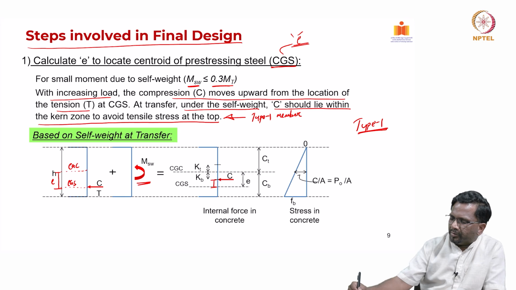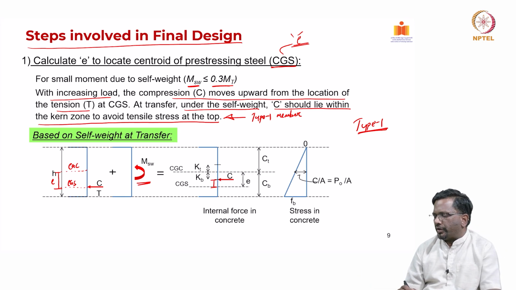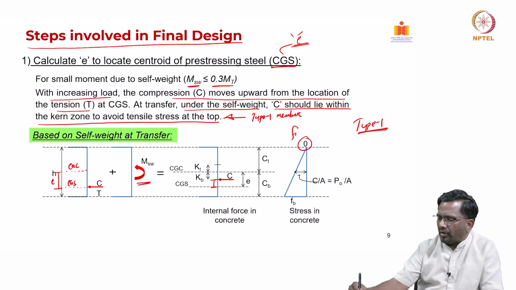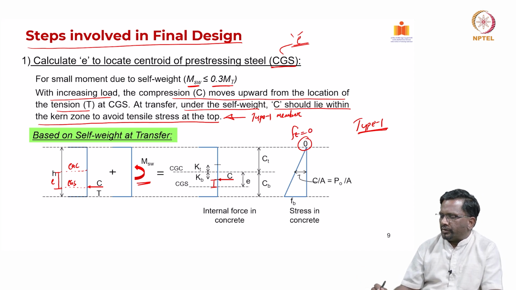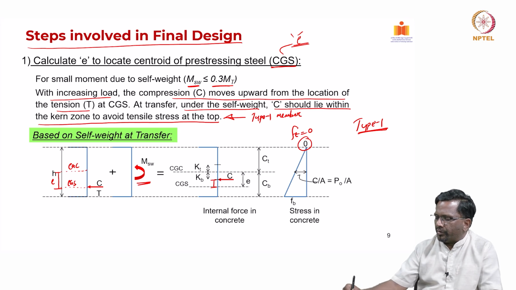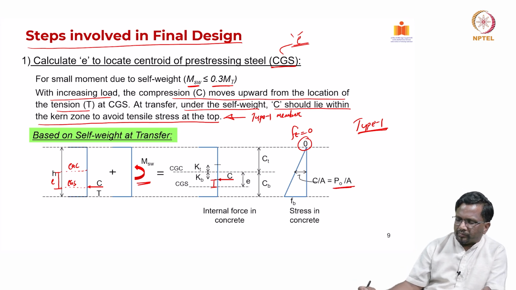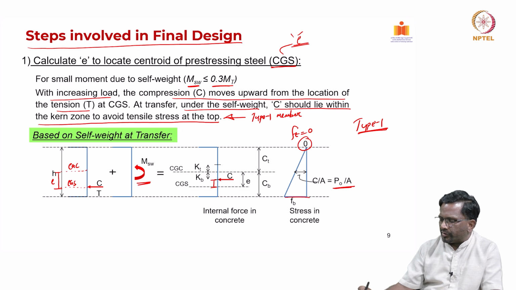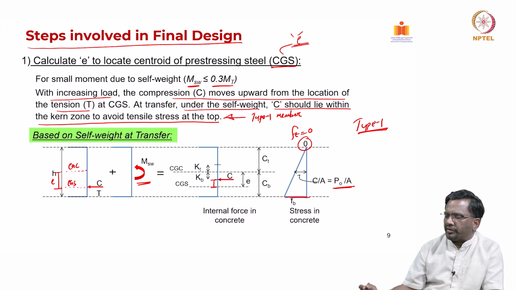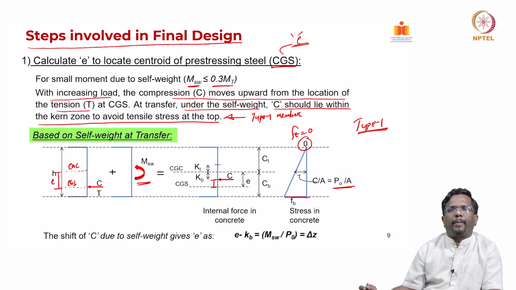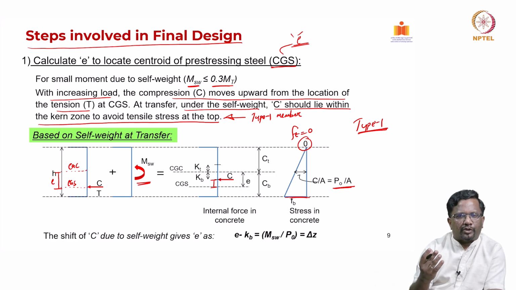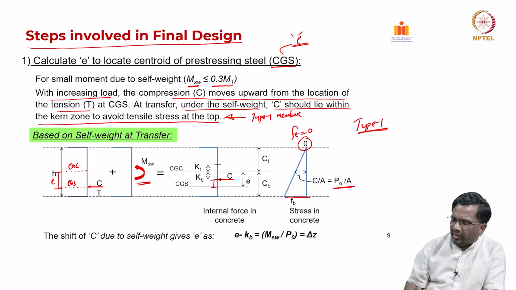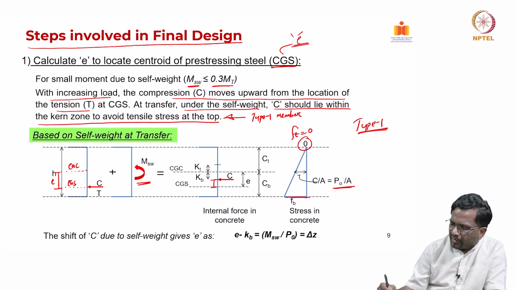okay. So that means for type 1 at transfer, if you look at it, my stress at the top should be equal to 0. Stress at the top should be equal to 0. So the C by A will be equal to P naught by A. Here 0, here it is some stress because of this, and so the average stress is going to be P naught by A. Now the shift, how much C has shifted up is proportional to your self-weight moment, right? So that is the lever arm. So this distance now, let's say that as delta Z, right? Now what is delta Z?